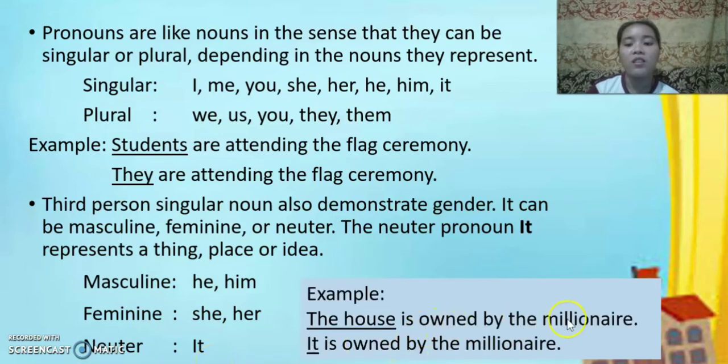The house is owned by the millionaire. So, nahimo siyang, it is owned by the millionaire. So, the one that we are talking to or talking about is the house. So, it is replaced by the pronoun it because it is a neuter man siya. Wala man siya gender. So, it is a place or a thing. So, it is it. Okay, understood? Good job.